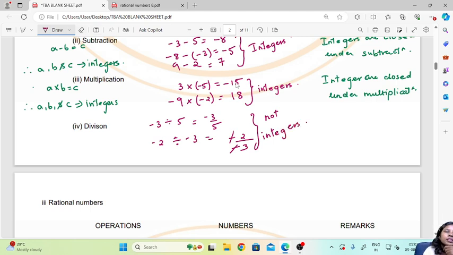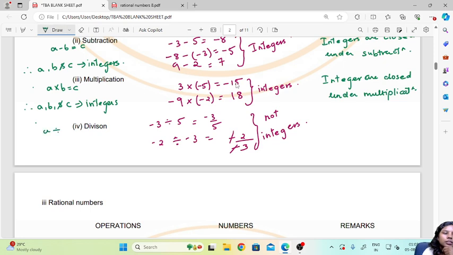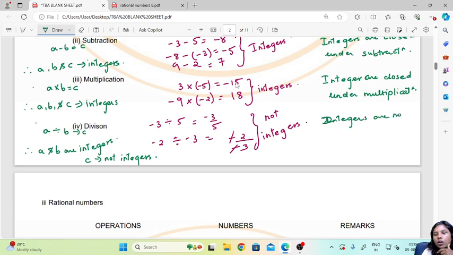So therefore what we can say about division is that a divided by b giving c, where a and b are integers and c is not an integer. Okay, and here we can write that integers are not closed under division.